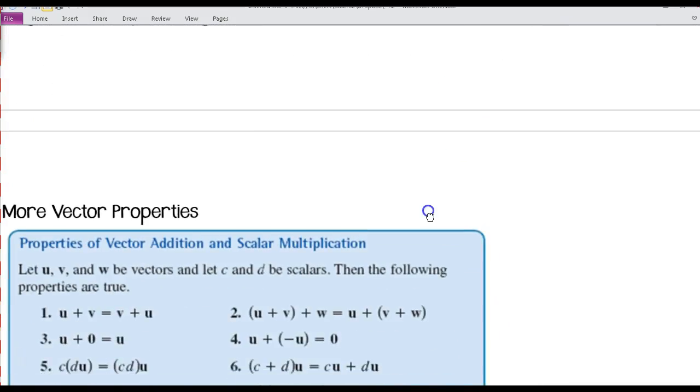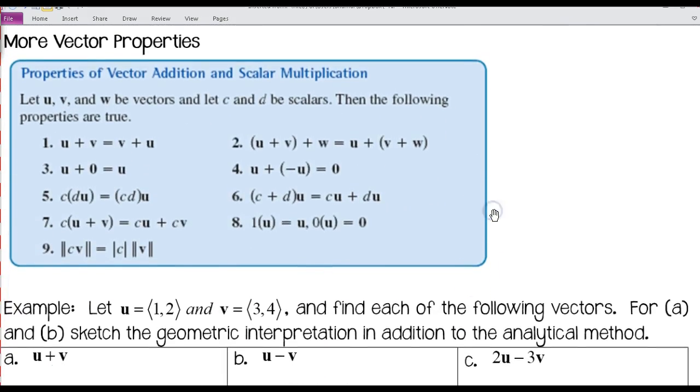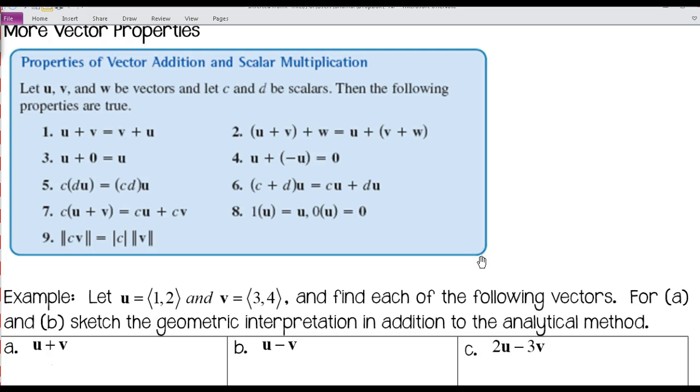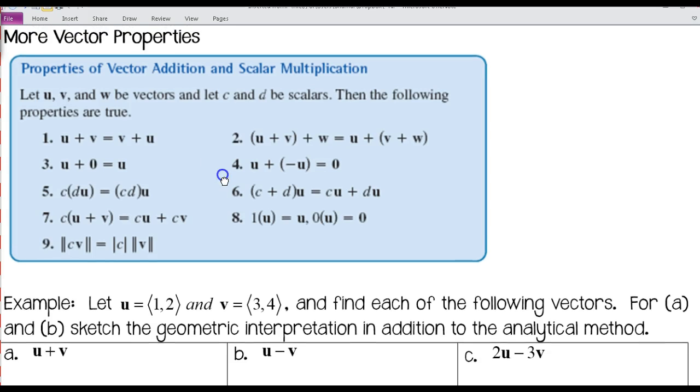So moving on, some more vector properties. We've got u, v, and w as vectors, and c and d as scalars, and these properties are true. If you want to pause the video and look over these properties, many of them work the same way that things work in algebra. Similar properties, you know, distributive, associative, work with vectors as well. You just have to be careful because now we're working with x components and y components.